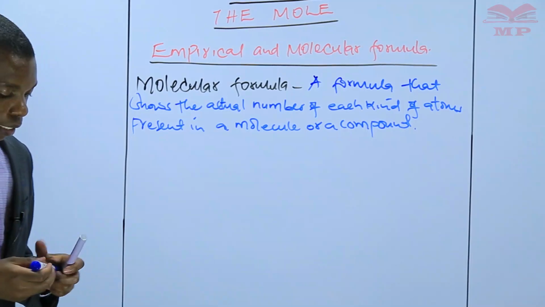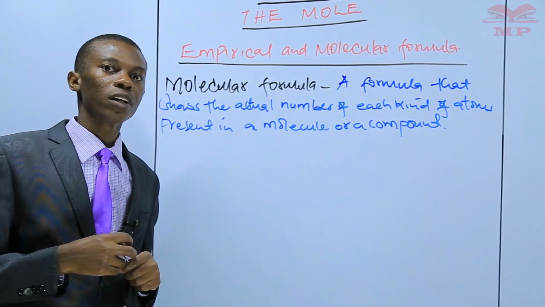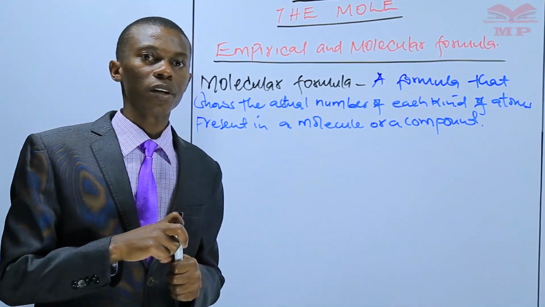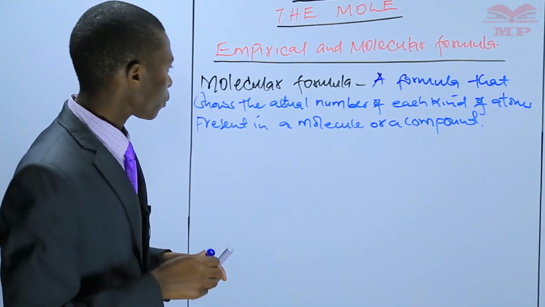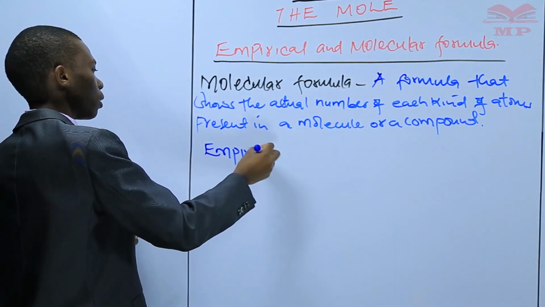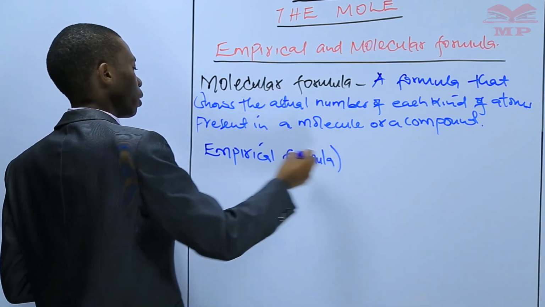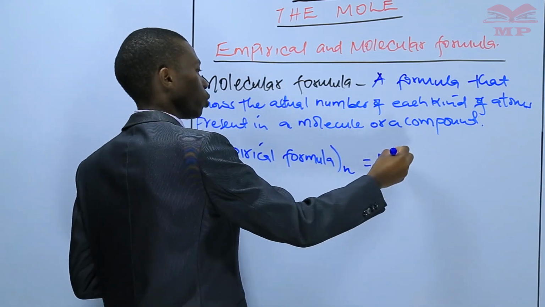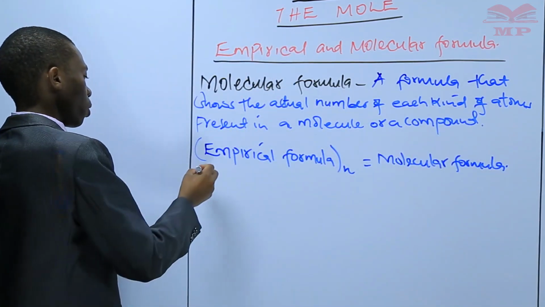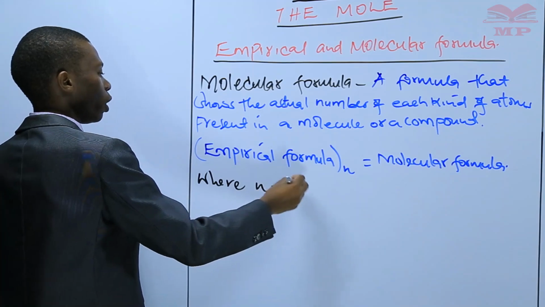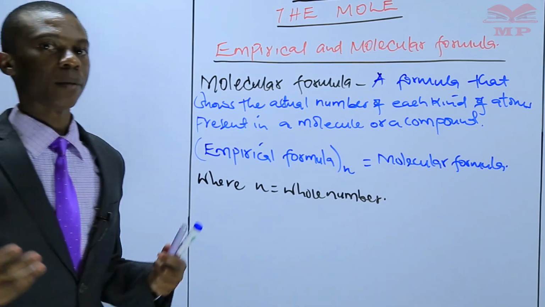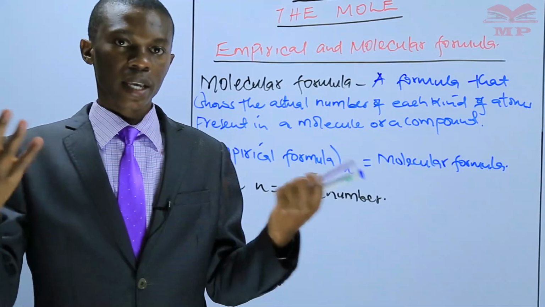Therefore, it is easy to calculate or to get the molecular formula when the empirical formula is known, and we use this relationship: the empirical formula into brackets, N, is equal to the molecular formula. In this case, N is a whole number, so N can be 2, 3, 4, 5, 6, and so on.